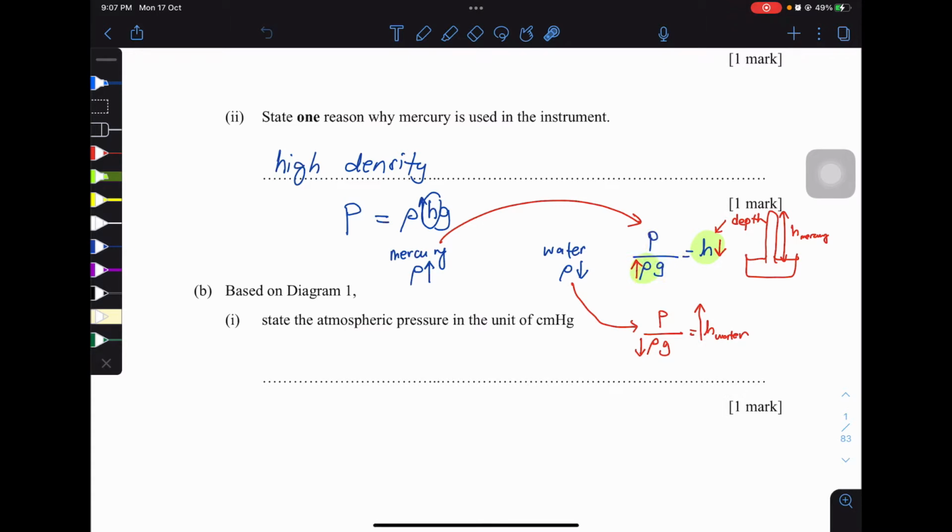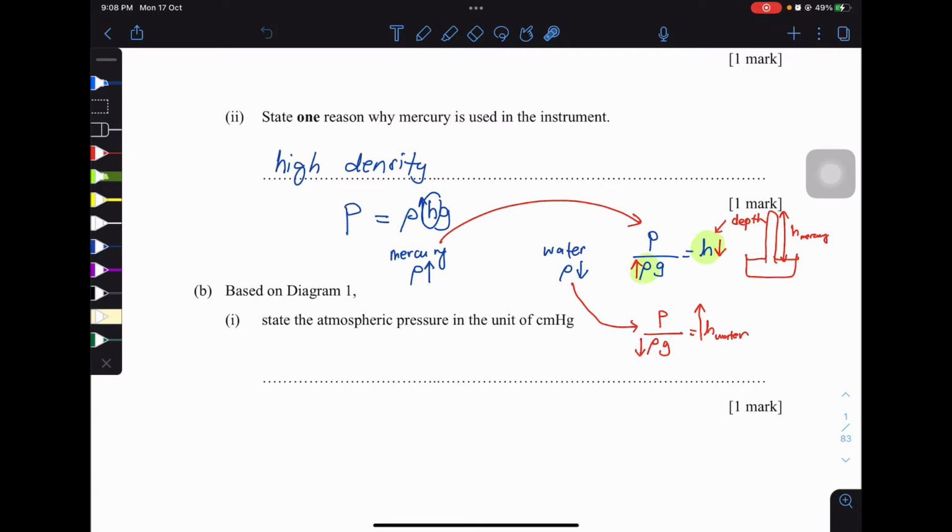Now, what's the relationship between density and depth? Once we have mercury, that means the density is high. So when we have high density, density is inversely proportional to depth. So when density is high, the depth needed is low. Let's say this is the barometer. This is the depth, the only length of the tube we need when we use mercury.